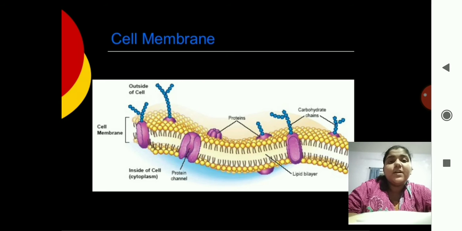See the figure over there. The pink color you can see is a gateway, a protein channel, through which the required materials are taken in. You can see the balls over there. These are the lipid bilayer. And the blue strands you can see are the carbohydrate chains. So this is the bilayer of a cell membrane.